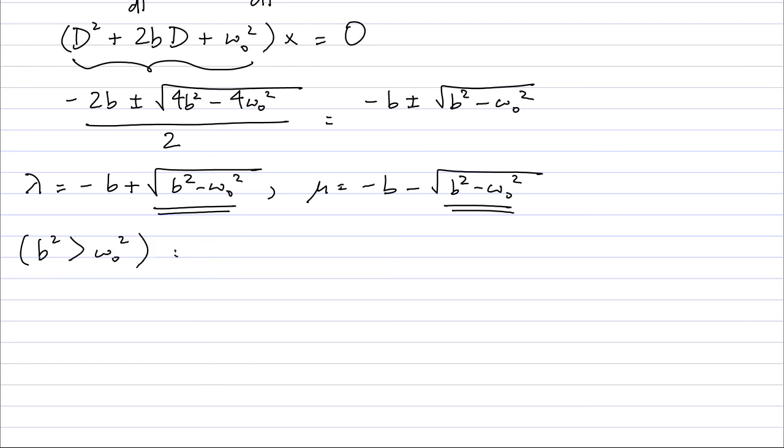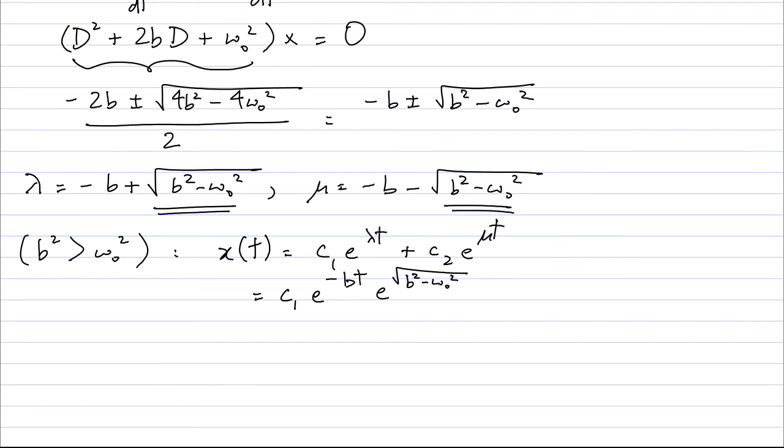What happens then? Then my x of t is going to be given by c1 e raised to power lambda t plus c2 e raised to power mu t. That's fine. And this is going to be e raised to power minus bt times e raised to power square root of b square minus omega naught square t, plus c2 e raised to power minus bt times e raised to power minus square root of b square minus omega naught square t.